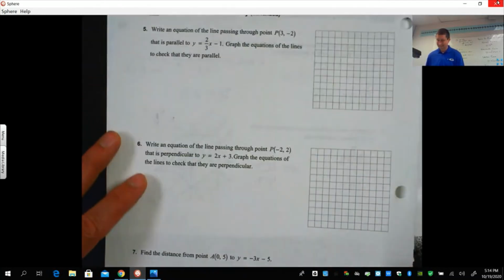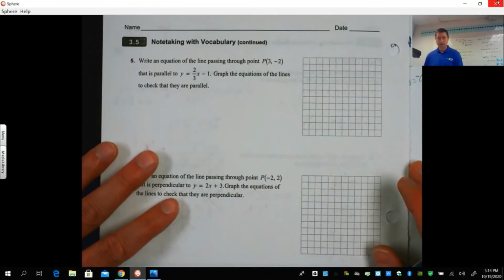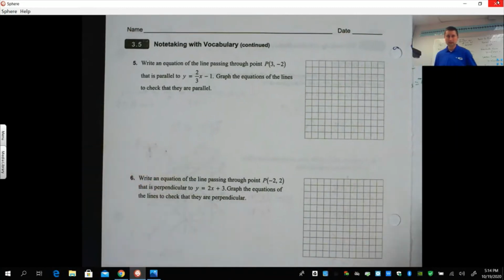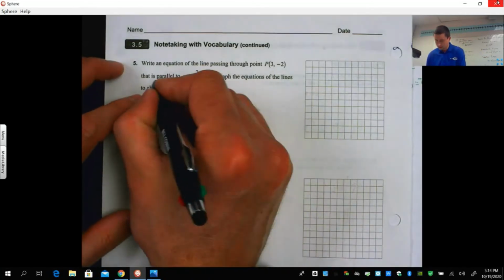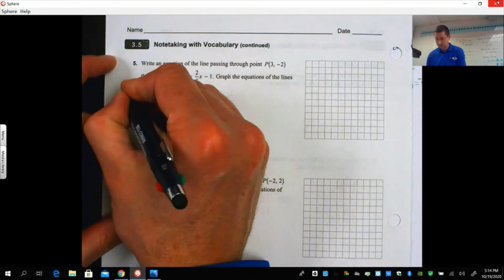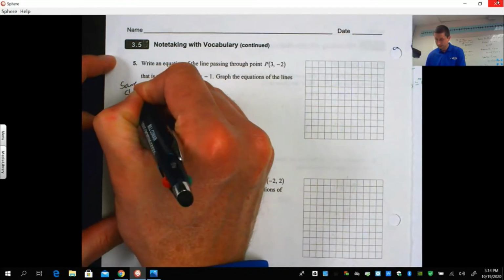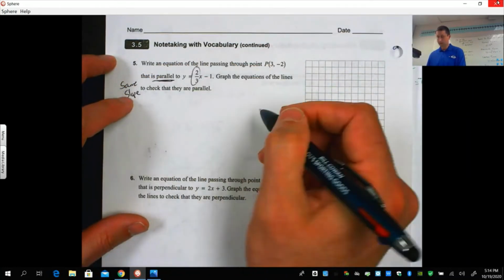A little bit longer than the last couple lessons, isn't it? Okay, write an equation of a line passing through the point 3, negative 2, and is parallel to that. Graph the equations of the lines to check that they are parallel. We practiced this earlier. We want to be parallel, so that means the same slope. So we're going to use m as 2/3.